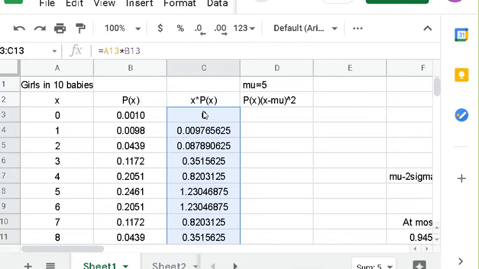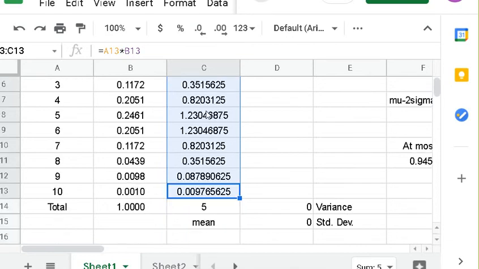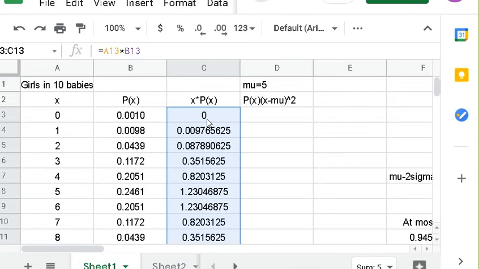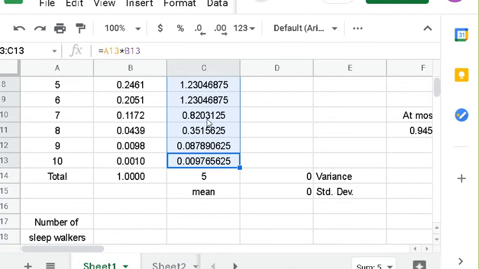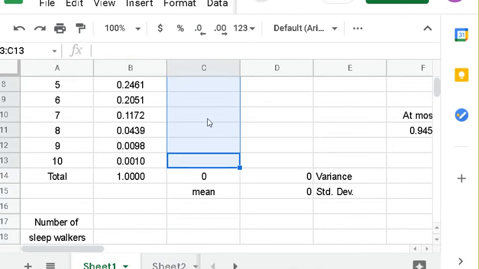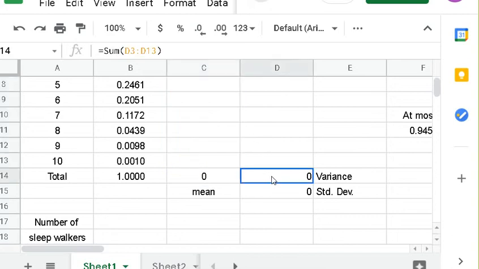So this column C, from C3 to C13, just highlight that and hit the delete key. It should clear everything out for us. All right. So I want to go back and calculate the mean and standard deviation. I'm also going to clear out these two values, this one and this one. Let's clean those out.